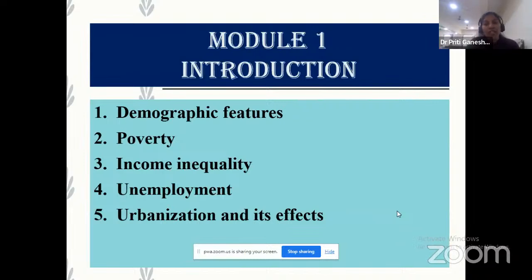Just refer to all the objectives. Say today you learn demographic features. You learn module number 1: demographic features, poverty, income, unemployment, urbanization. Once you read all the chapters and all the questions, you will be easily able to solve MCQ and true false. So after learning the question and answer, you just go through the MCQs and true false from both books.